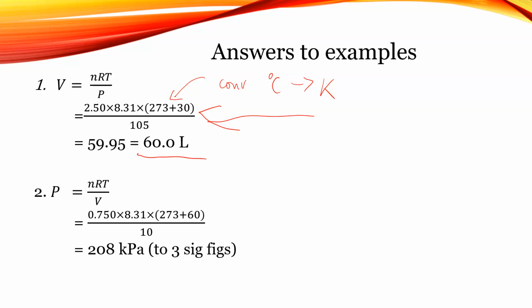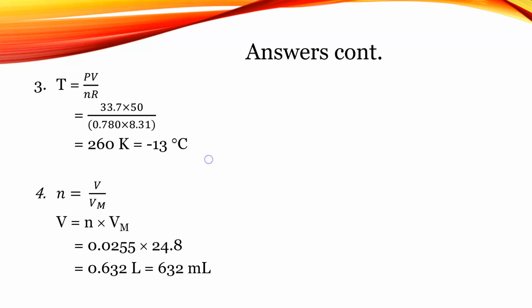So we now have P equals nRT on V. Substitute in the numbers again, change the temperature to Kelvin, and that comes out to 3 significant figures as 208 kilopascals. Number 3. The temperature.